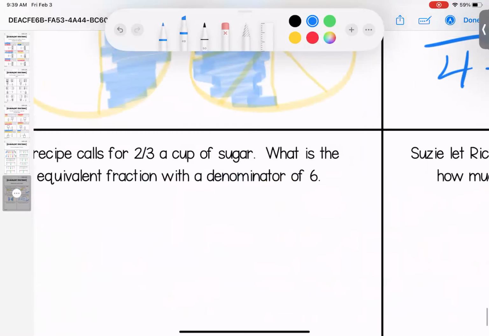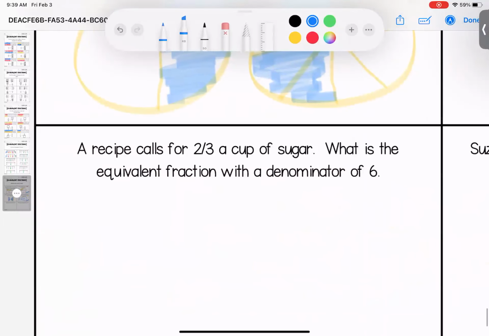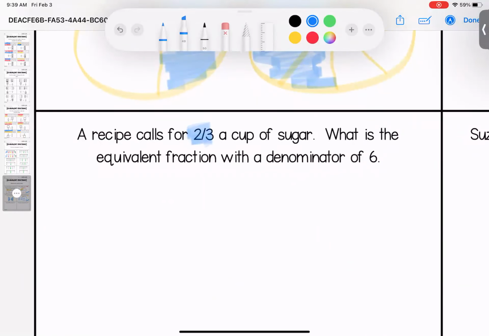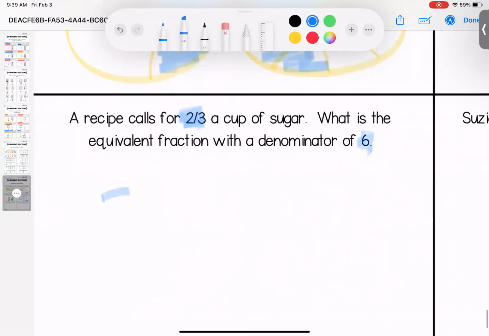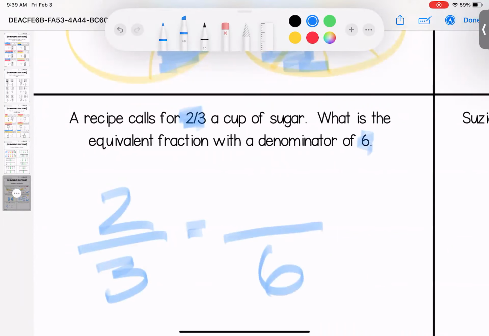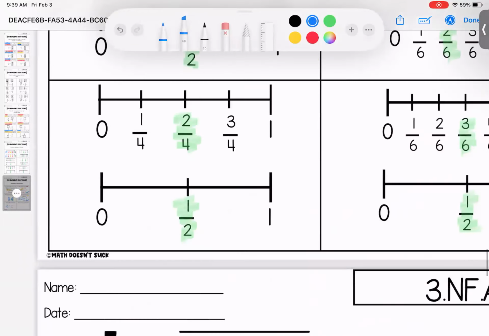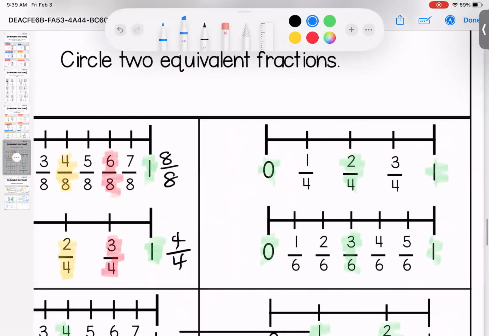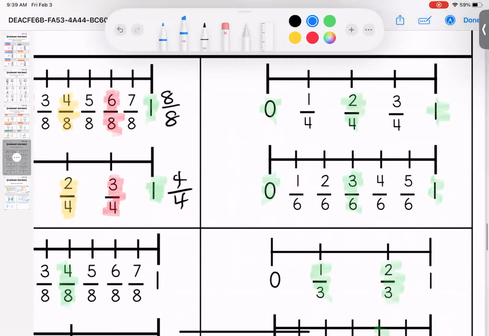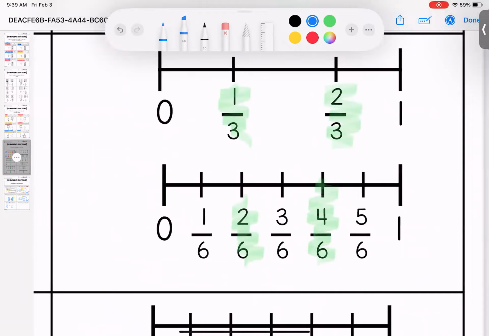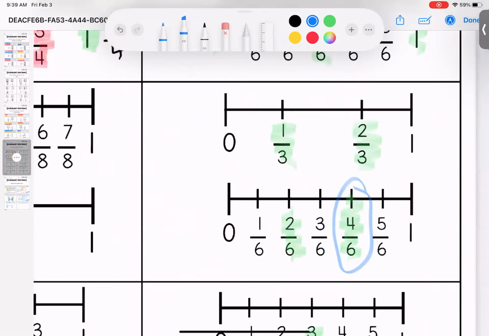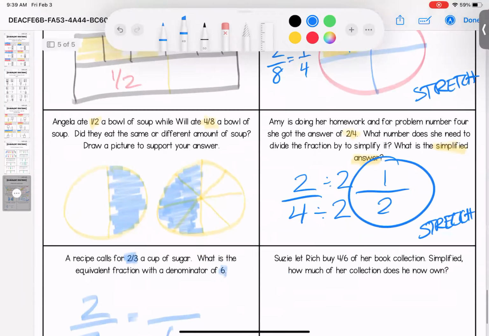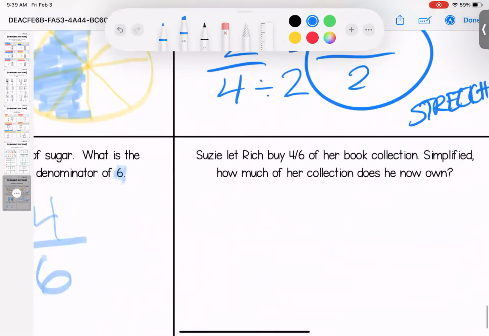All right, moving down to the last 2 questions. It says that a recipe calls for 2/3 of a cup of sugar. What is the equivalent fraction with a denominator of 6? So we're saying 2/3 is equal to how many 6? If we look at our anchor chart, or you can always flip back because you do have some of them here. If we find thirds and 6 right here, there we go. 2/3 is equal to 4/6. Use your tools.